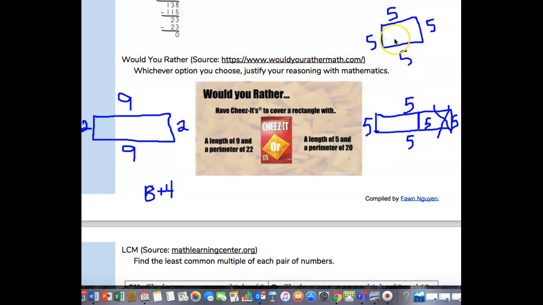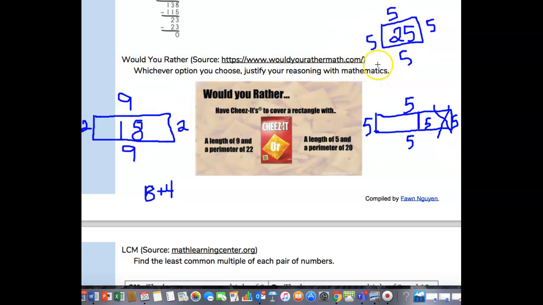Okay, so what we need to know, it's the inside that's covered with Cheetos. See, it says to cover. So we need to know what this would be, the area, the inside. So if we find the area of this, it's 5 times 5 is 25. And the area of this one is 9 times 2 is 18. Don't pay any attention to, this one looks bigger. It's not to scale. I just drew a shape. So we have to go by the numbers.